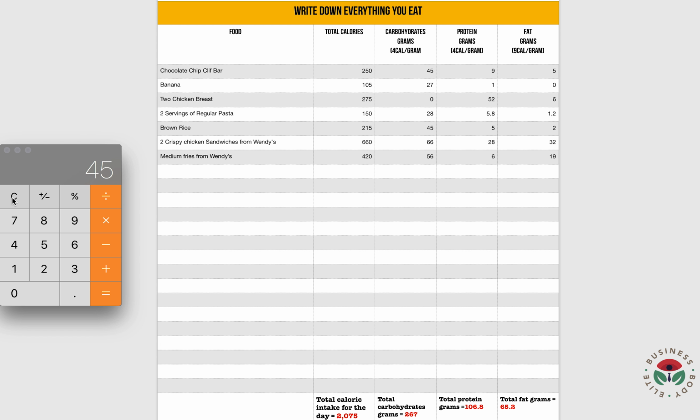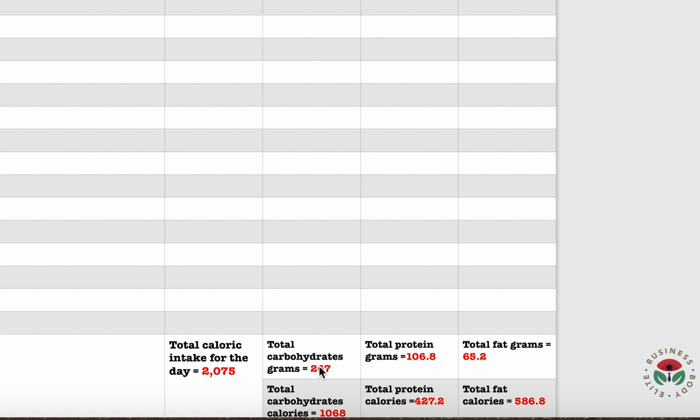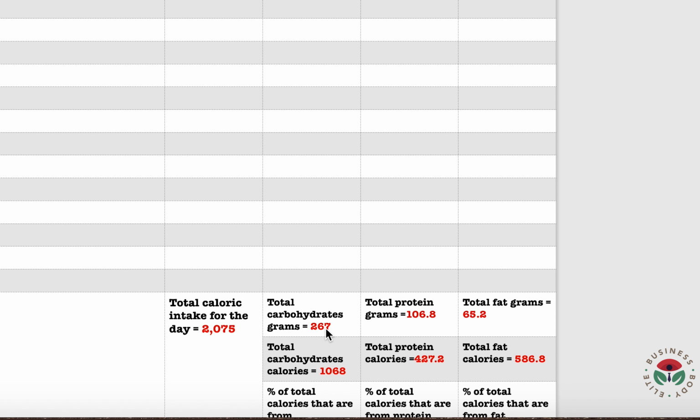Once again, we will further break down how to find the total of each macro. Starting with 45 plus 27 plus 0 plus 28, keeping in mind the serving size, plus 45 plus 66, once again, keeping in mind the serving size, plus 56. You will find your total for the total grams of carbohydrates.